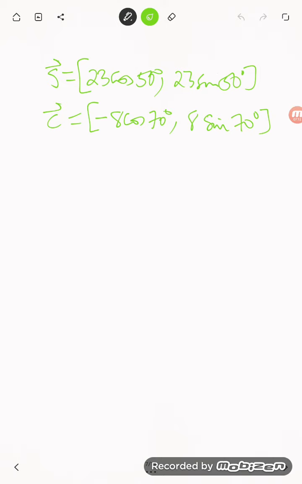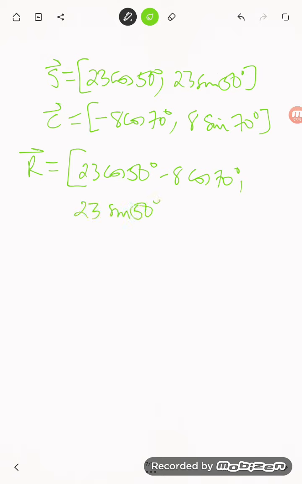Yes. Okay, so to get the resultant, all we have to do is add them, right? Because that's what we're doing here. We're adding the vectors to get the resultant. And so 23 cos 50 degrees plus, or minus in this case because it's plus negative, 8 cos 70 degrees is the first component. 23 sine 50 degrees plus 8 sine 70 degrees is the second component.